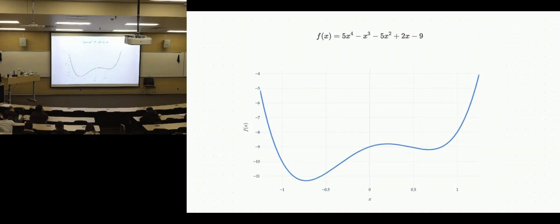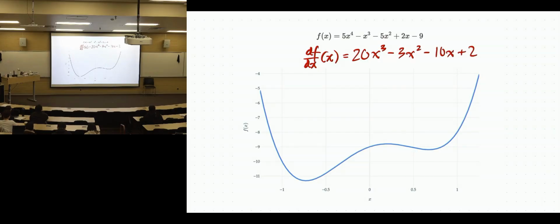But if we try to use a gradient-based approach, like take the gradient of it and set it equal to 0, which in this case would just be taking the scalar derivative and setting that to 0, what would we end up with? What is the derivative of this? Yeah. 20x cubed minus 3x squared minus 10x plus 2. This is a degree 3 polynomial. Okay, and there's no really efficient way to solve for roots of a degree 3 polynomial on paper.